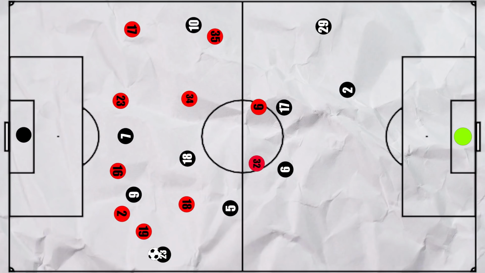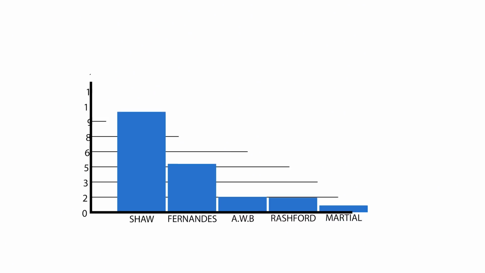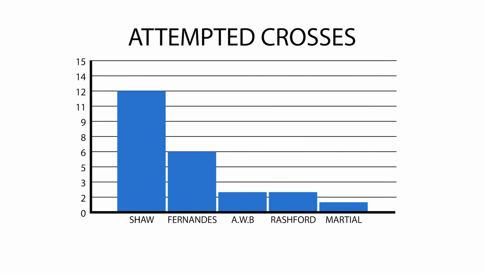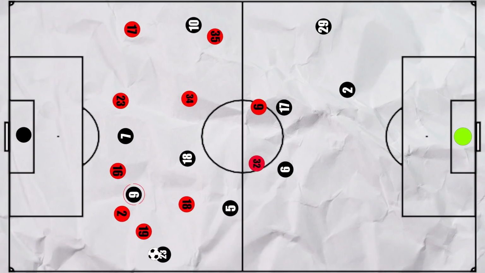And Shaw's influence was generally impressive, making dangerous runs as well as getting crosses in, and he ended with 12 attempted crosses, including set pieces. And with Martial on, and having two forwards, crosses became a bigger threat.